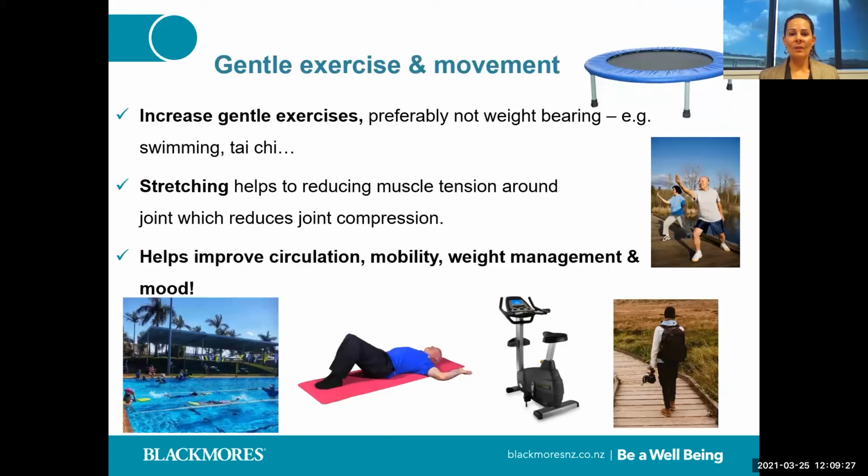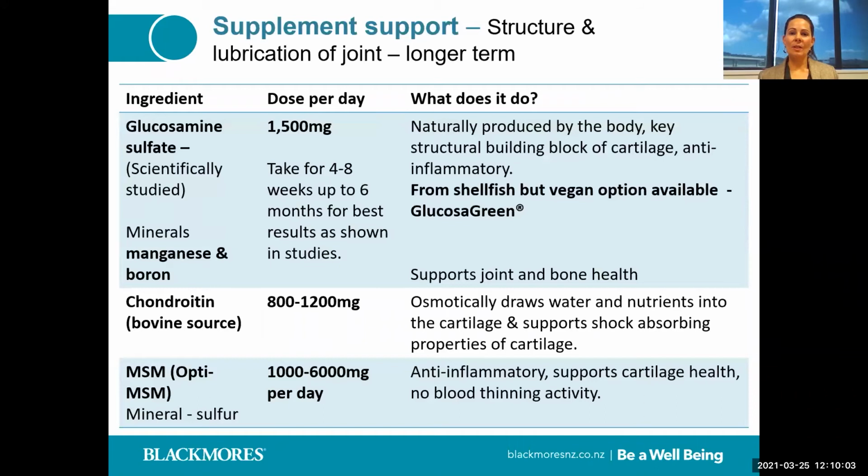Gentle exercise and movement is very important to dislodge any toxins and to help mobility, as long as it's gentle and preferably not weight bearing. So swimming, tai chi, exercise bikes. Stretching also helps to reduce muscle tension around the joints, which reduces compression. It also helps improve your circulation, mobility, weight management, and mood. Even bouncing on a trampoline, even sitting down, has been shown to really help reduce those toxic loads and help circulation. So this is a supplemental support page.